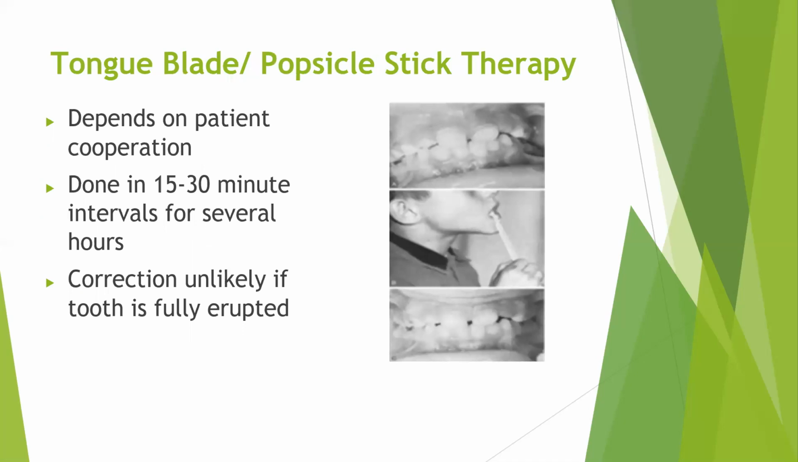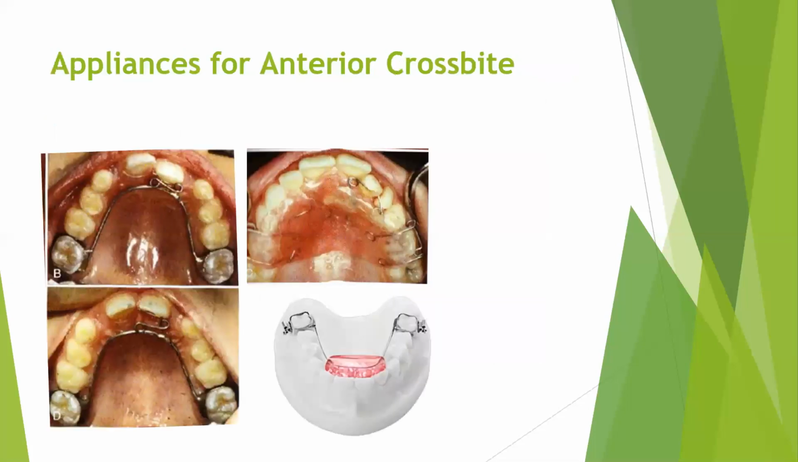Okay, here is an example of the tongue blade popsicle stick therapy. You see the child in the middle picture biting on the stick, but it has to be done in 15 to 30-minute intervals for several hours a day, and it depends highly on the patient cooperation. Correction is unlikely if the tooth is fully erupted. So you have more success if the tooth is still erupting. So that's why starting early, let's say at the age of around 7 to 9 or 10, is helpful before the anterior teeth fully erupt.